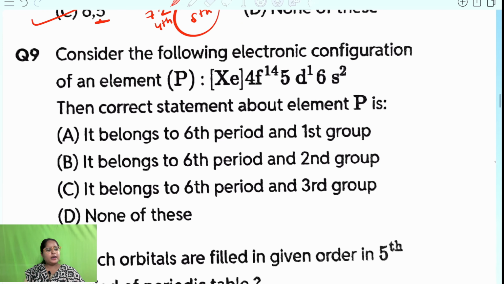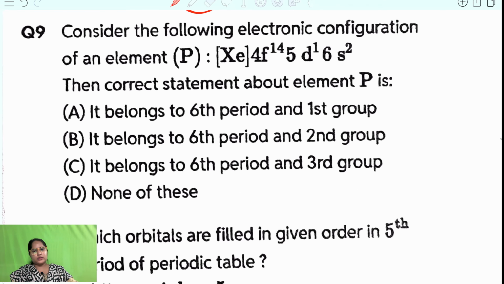So this is the answer, and since you know helium, neon, argon, you can use them and solve. Next question: consider the following electronic configuration. The correct statement about the element P is. Okay, so we have to tell which period and which group it belongs to. Again you do the same way. The last electron is going into the f orbital, so it belongs to the f block. F block means third group and sixth period.